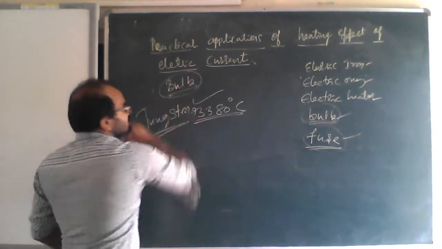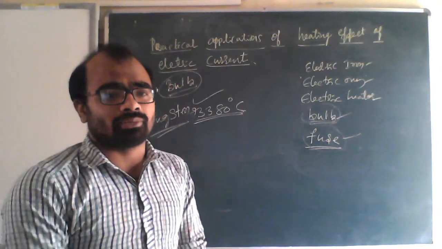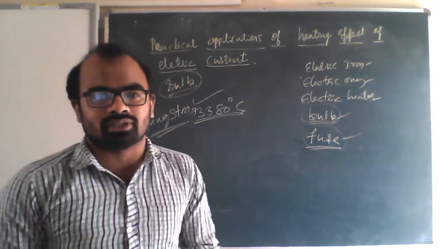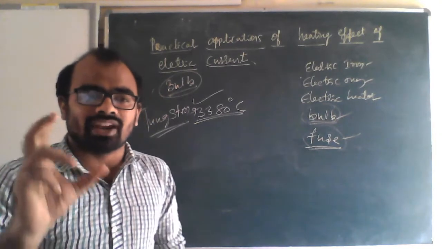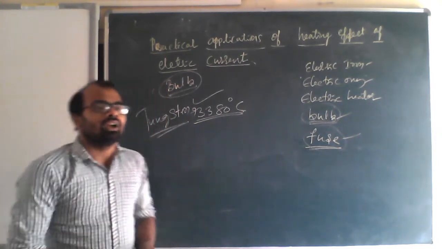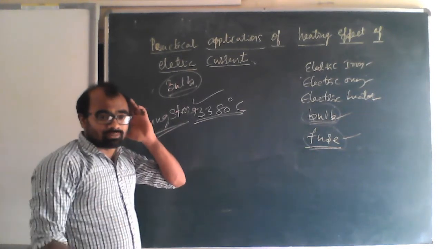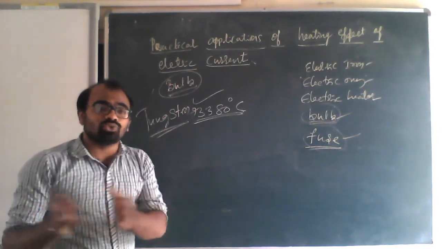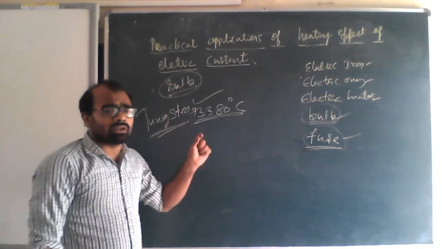So bulb means the old bulbs I am telling, not about these LED bulbs. LED bulbs are using different concepts. Whatever the bulb we are discussing here, these are the old bulbs, the 60 watt bulbs, 100 watt bulbs you have seen. Those bulbs I am speaking about, not about these LED bulbs or tube lights. They use different concepts. So in those bulbs, what is there?